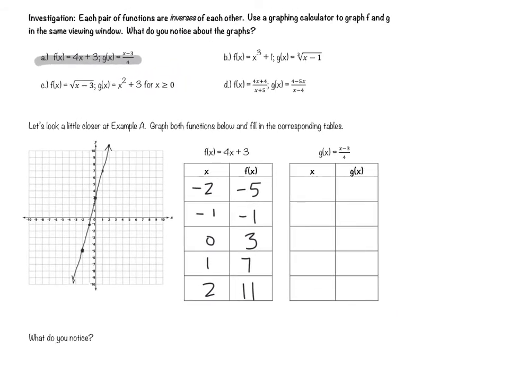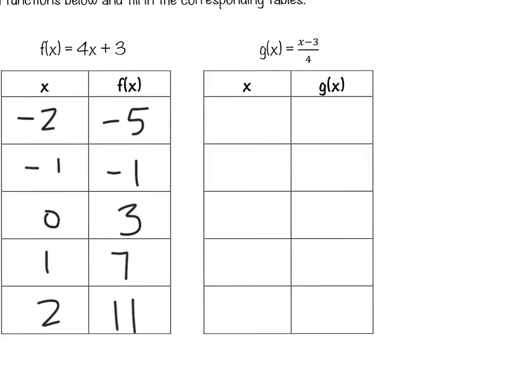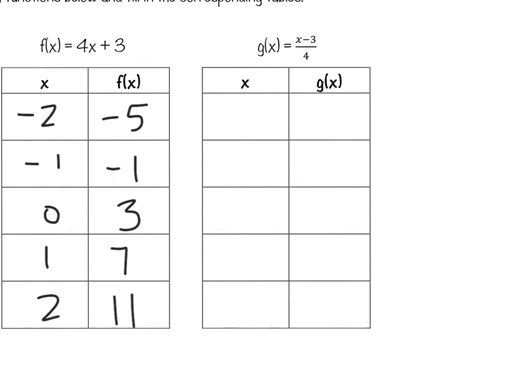The next one is g of x, which is (x minus 3) over 4. Again, I'm going to put in values for x. This one is a little bit tricky, so I'm going to give you the input values to make sure that they fit on this graph: -5, -1, 3, 7, and 11.